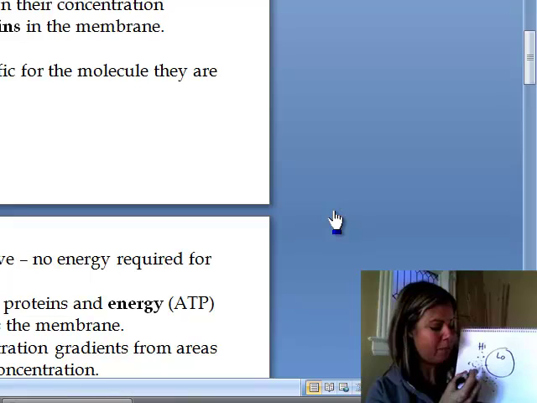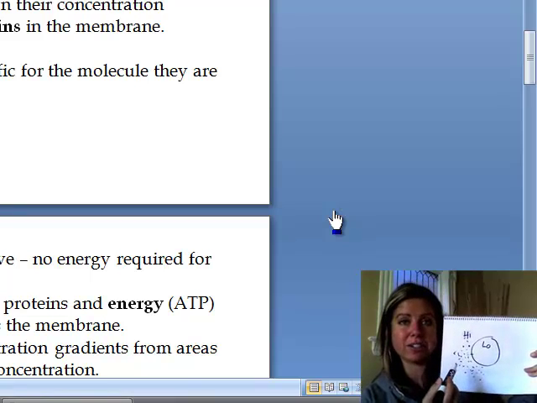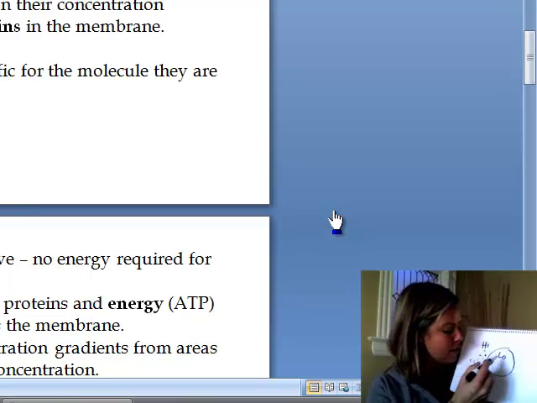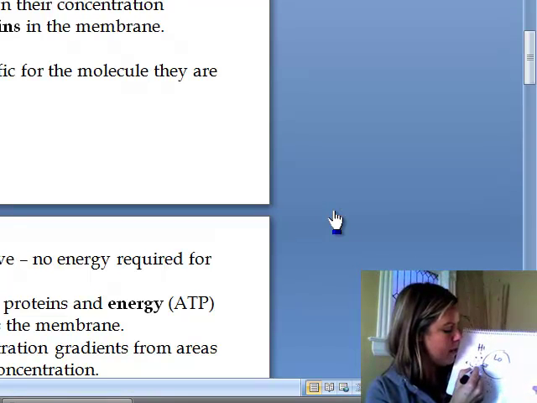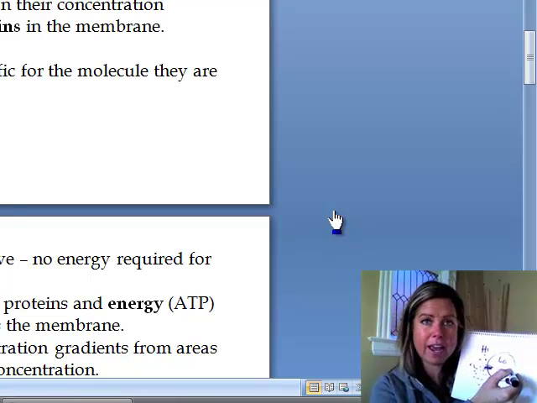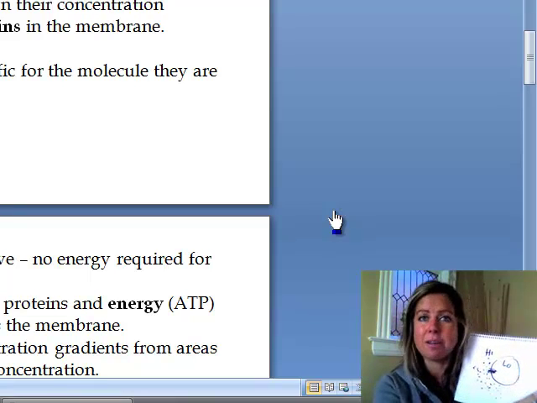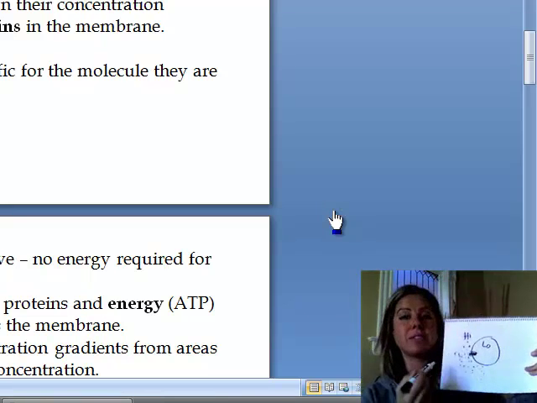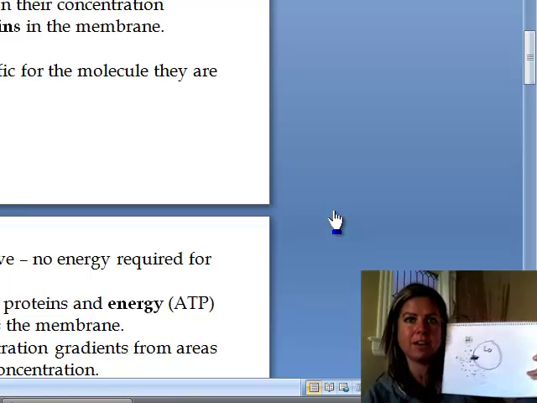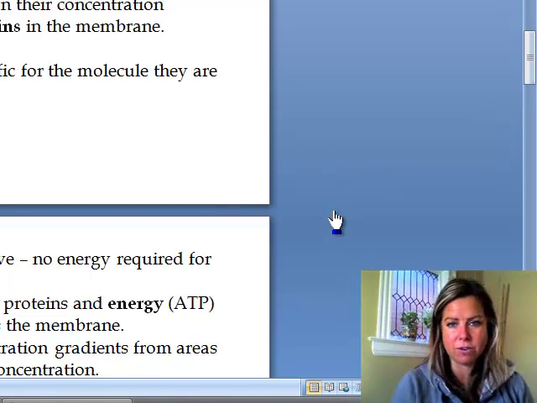You've got something where it's got a high concentration outside and low inside, but it still can't get across that membrane. So it needs a protein to help it get in. It's still going with the natural flow. The bouncer's still letting people in. It's just that that was a difficult molecule to pass, and it needed a protein to help it get across. So that's going to be facilitated diffusion.